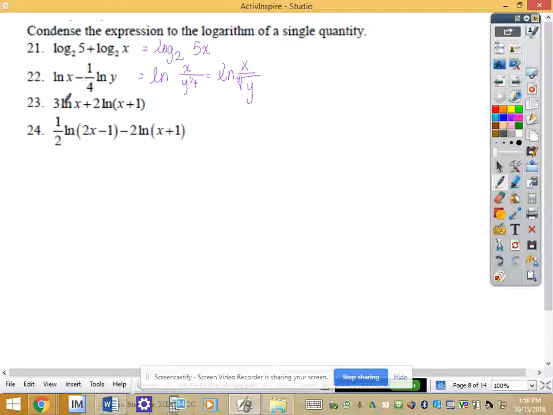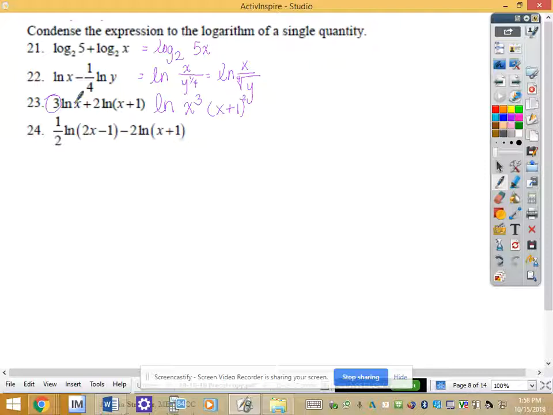For the next one, I have the natural log for the beginning. This is x to the 3rd for my first term. Remember, this is my exponent. And then for my second term, I have x plus 1. And in front of that term, it is a 2, so it's raised to the second power. And those 2 are multiplied because of that plus.